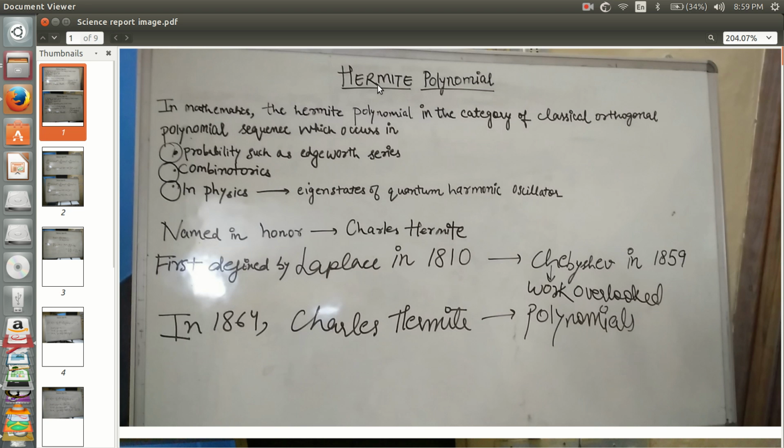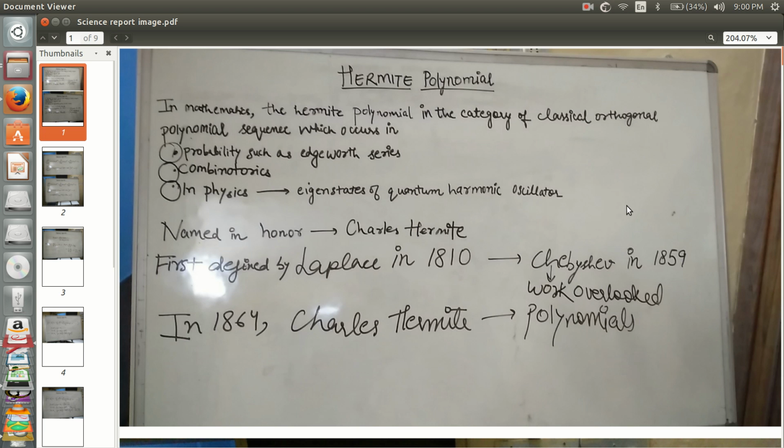We'll be starting with the Hermite polynomial. In mathematics, the Hermite polynomial falls in the category of classical orthogonal polynomial sequence, which occurs in probability such as Edgeworth series, combinatorics, and in physics in eigenstates of the quantum harmonic oscillator.